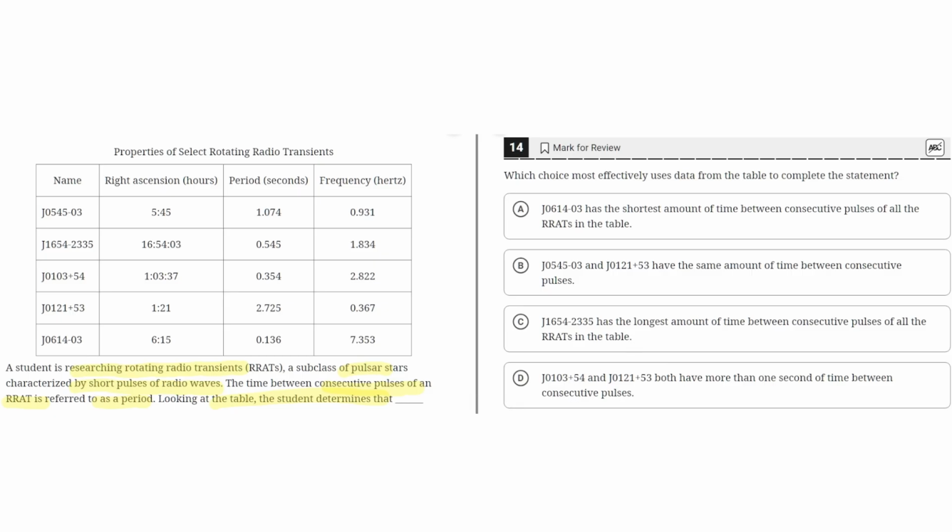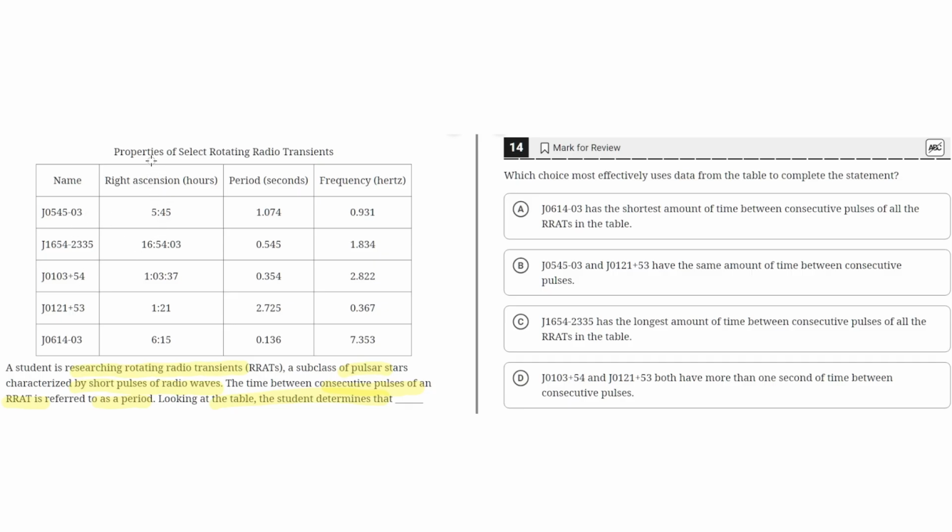So in the text, it says that a student is researching RRATs, which are rotating radio transients, and these are a subclass of pulsar stars which have short pulses of radio waves. And then it defines period as the time between consecutive pulses of an RRAT. And now they want us to determine something from this table.